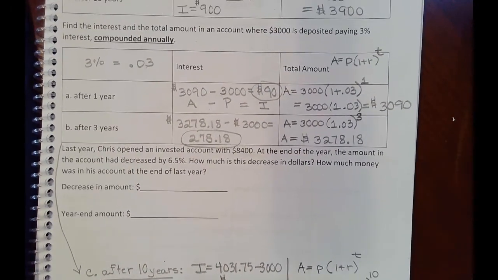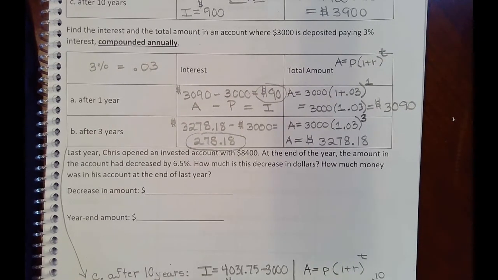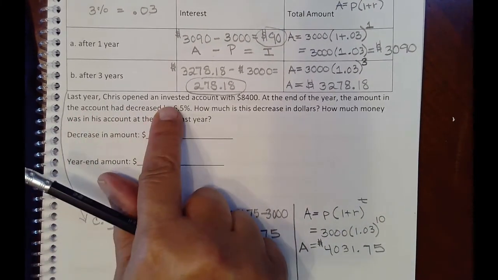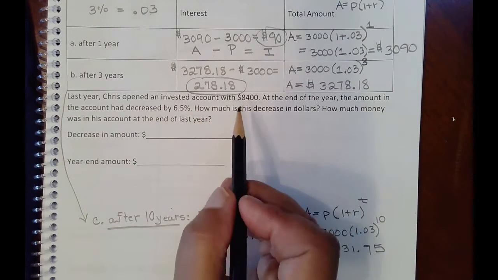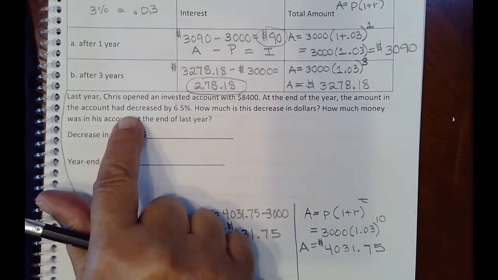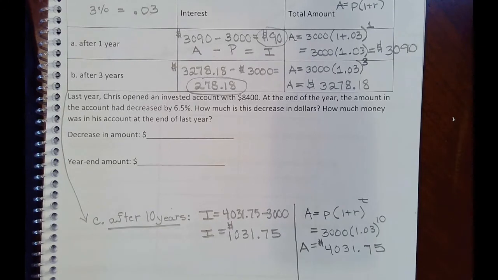Okay, so we looked at simple interest as well as compound interest in this section, demonstrated using 3 different examples for simple interest and 3 examples doing compound interest. There's also an application problem here, which is described below this table, and I'm going to finish with that for this section. So last year, Chris opened an invested account with $8,400. At the end of the year, the amount in the account had decreased by 6.5%. How much is the decrease, and how much money is left in the account at the end of the year?